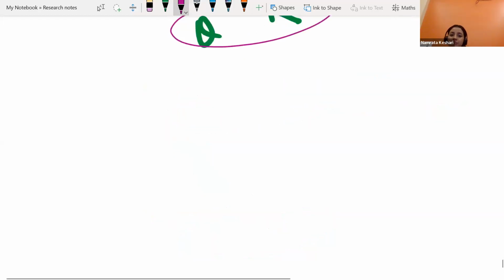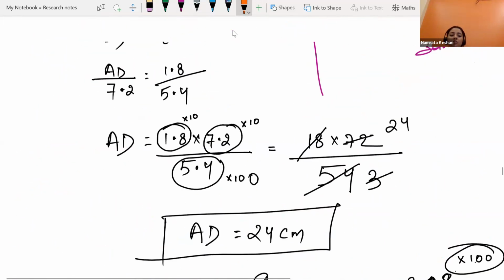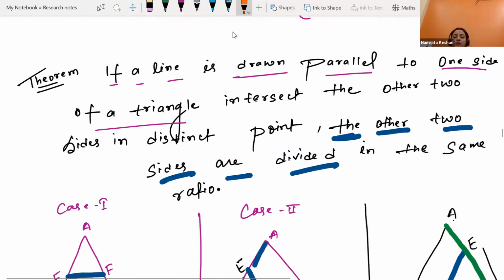ओके, अब हम प्रूफ करने जा रहे हैं basic proportionality theorem. Okay, the statement is written over here. Let's read it. If a line is drawn parallel to one side of a triangle, intersect the other two sides in distinct point, the other two sides are divided in the same ratio.